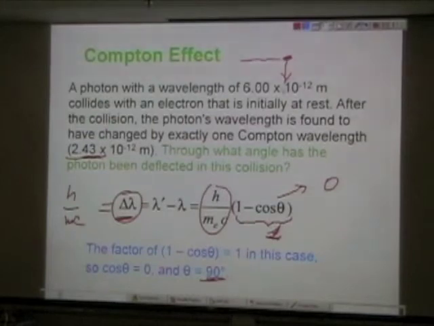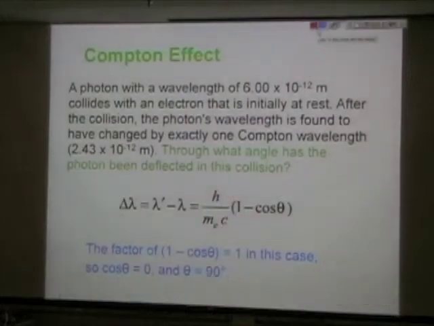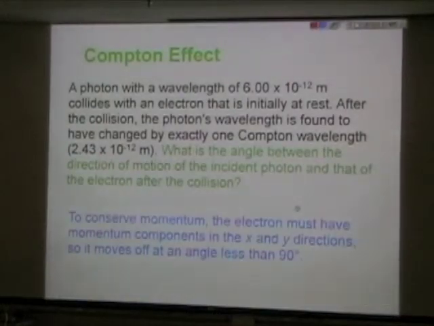After the collision, after the scattering, the photon travels at a 90 degree angle relative to its initial velocity. What is happening to the electron? Well, that's a different question.